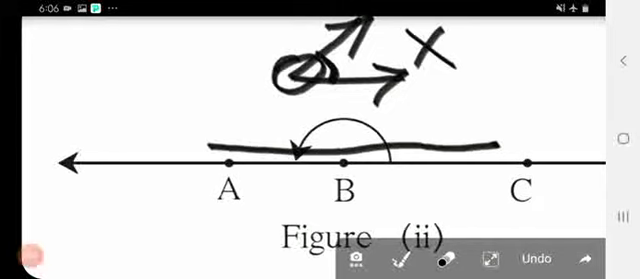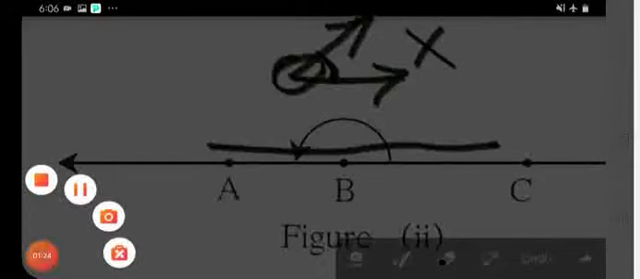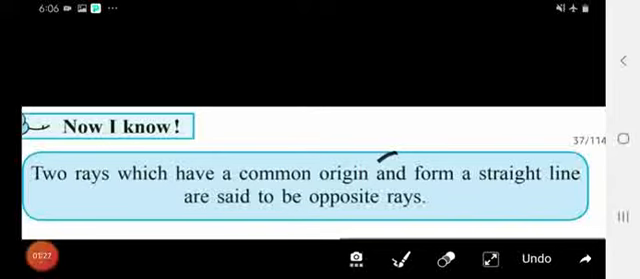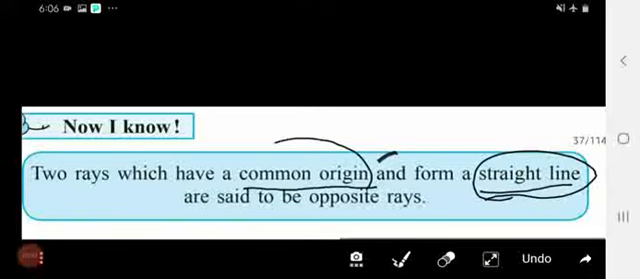So opposite rays can be defined as the two rays which have a common origin. Their origin is common and they form a straight line. If these two conditions are obeyed by two rays, then they are said to be opposite rays.